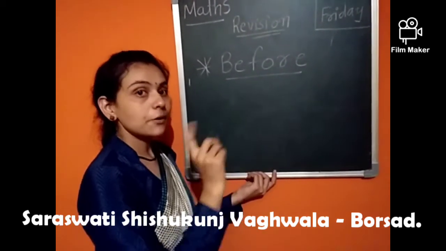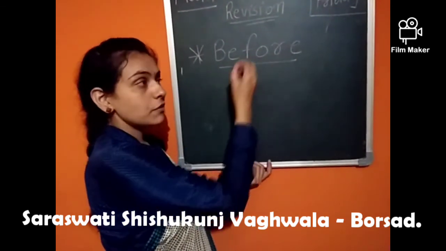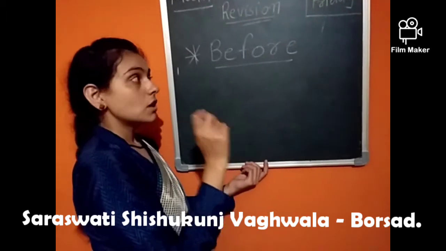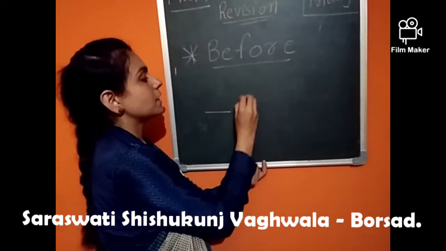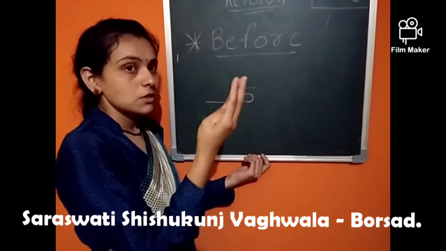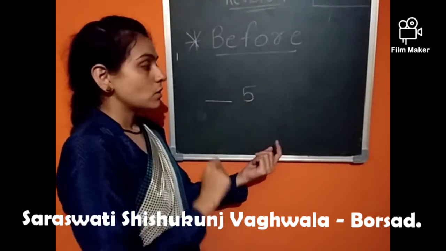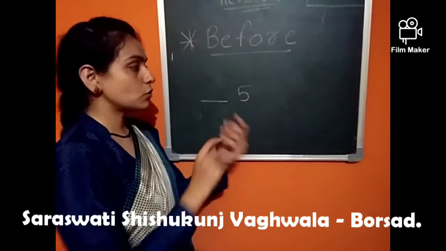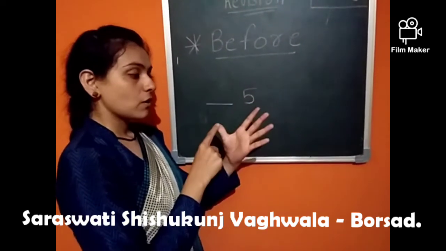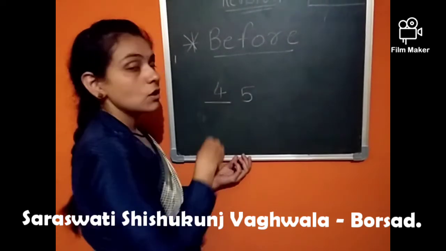Okay. Now what do you have to learn? Before, after and between numbers. First we'll learn before. B-E-F-O-R-E, before. Before means, suppose 2, before 2 what comes, that you have to understand. Suppose I write here 5. You have to think, and you also have to speak the numbers. By speaking numbers you can understand what will come before 5. If you don't understand, speak 1, 2, 3, 4, 5. Before 5 what do you speak? 4, right? So your answer is 4.